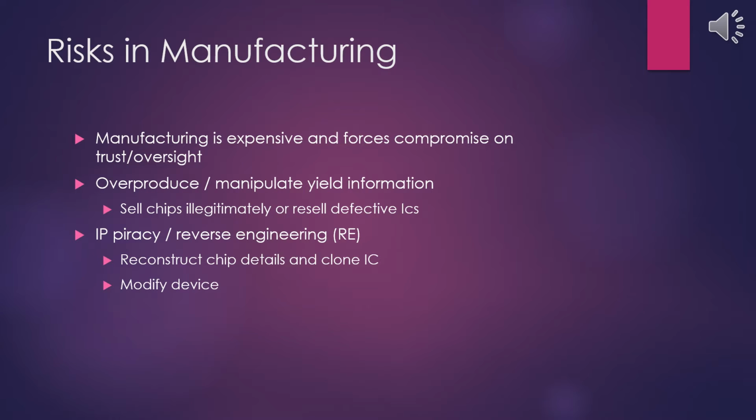Manufacturing semiconductors is a very expensive and involved process, which means that many companies must turn to a third party to manufacture rather than doing it themselves. Because of this, they lose some of the trust and oversight that they would have if they manufactured in-house. Manufacturing plants can overproduce chips or manipulate the yield information of the process to develop extra chips which can be sold illegitimately. There is also a risk of defective chips being sold and underperforming.